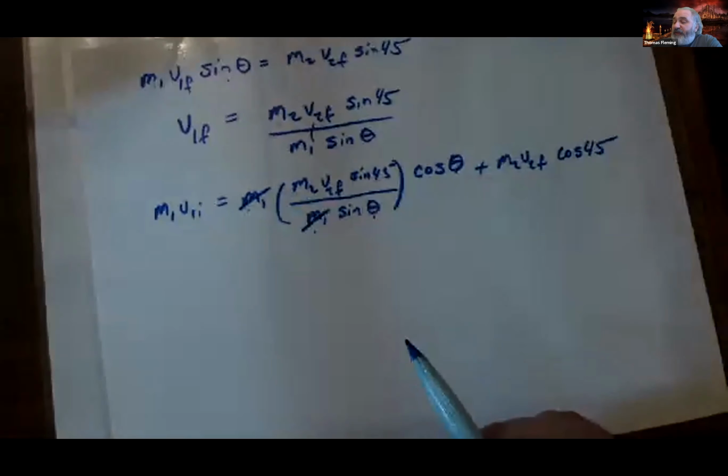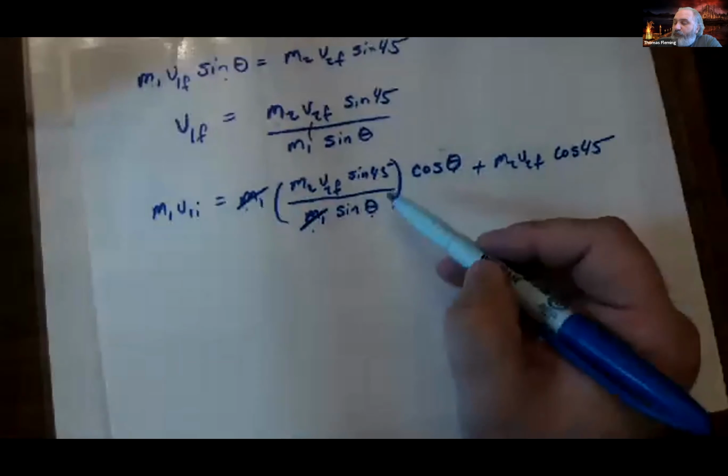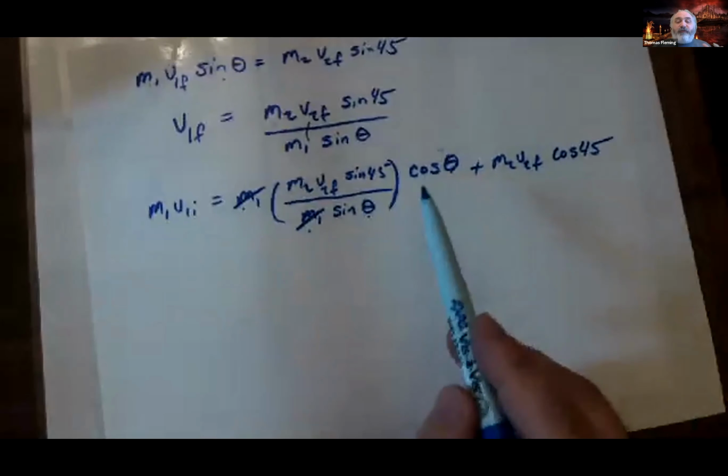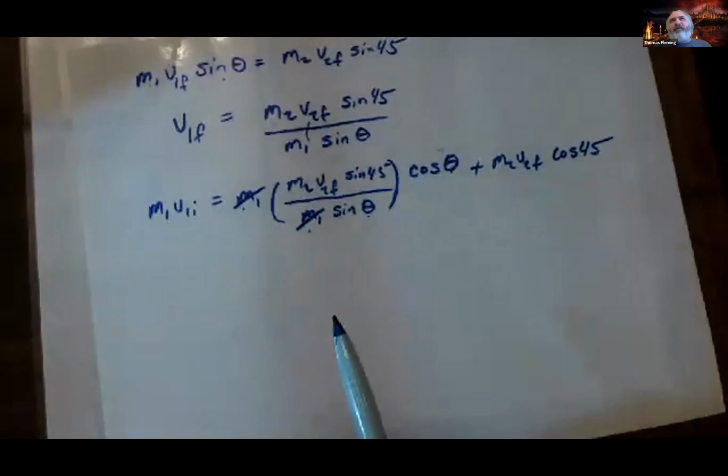The other thing I notice is that I have the cosine of theta over the sine of theta. And I remember from pre-calc class that sine over cosine is the tangent, right? So I can combine these two things into a tangent, except it's not sine over cosine, it's the other way around. So it's the tangent, but it's the reciprocal of the tangent.